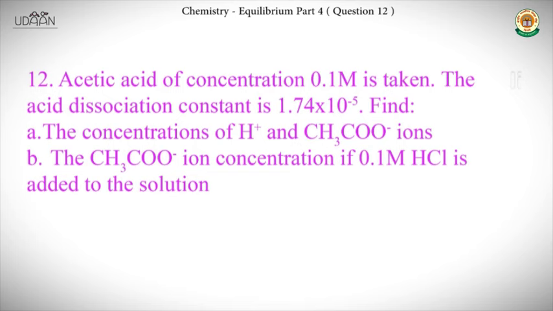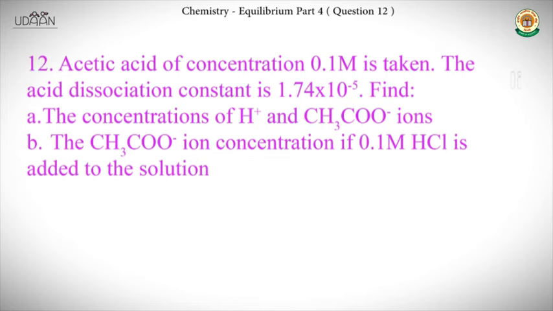Here comes question number 12: acetic acid of concentration 0.1 molar is taken. The acid dissociation constant Ka is 1.74 × 10⁻⁵, and we are to find, first, the concentrations of H plus and CH3COO minus ions, and secondly, the CH3COO minus ion concentration if 0.1 molar HCl is added to the solution. So how will we do this question?